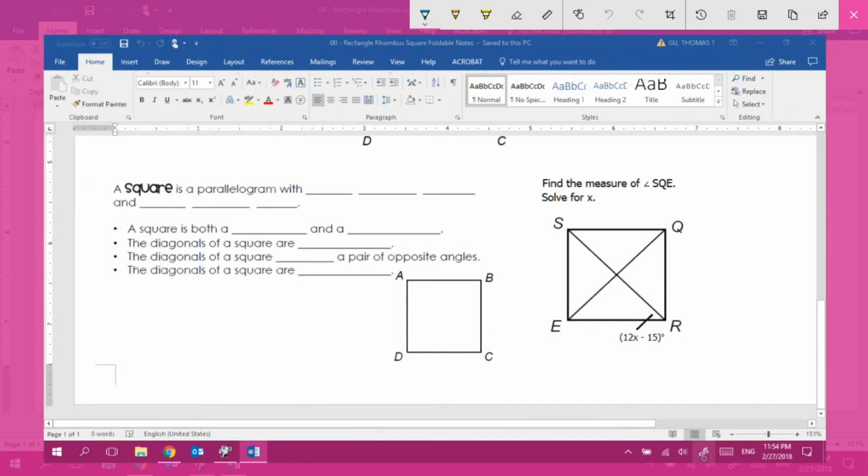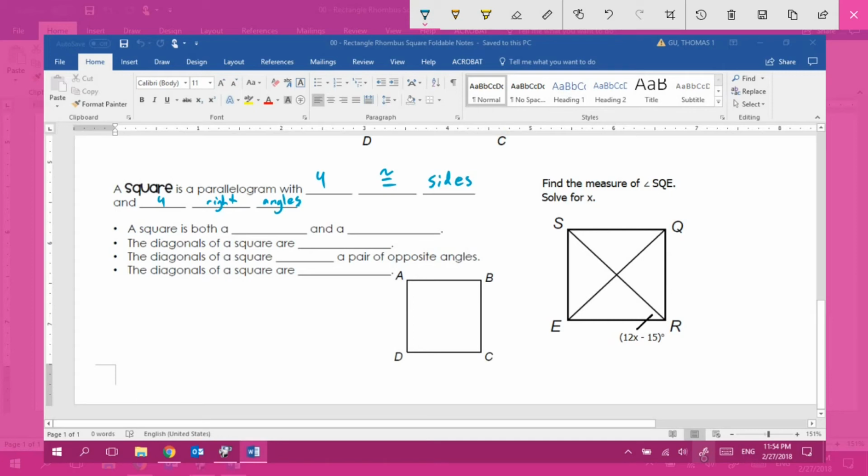Second topic of the day, a square. A square is a parallelogram. It is also a parallelogram with 4 congruent sides. Okay, just like a rhombus, it's got 4 congruent sides, but it also has 4 right angles. Wow. So now let's fill in this chart down here.